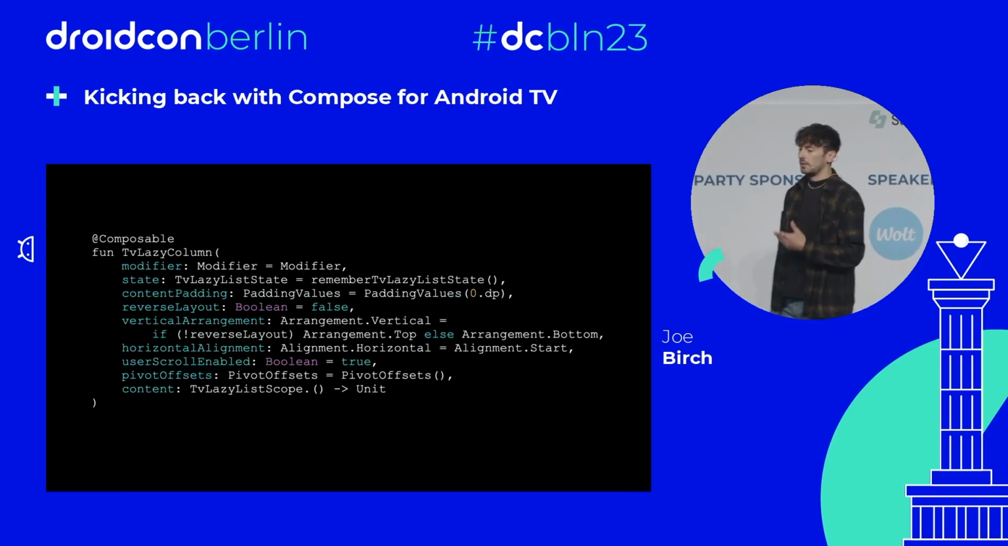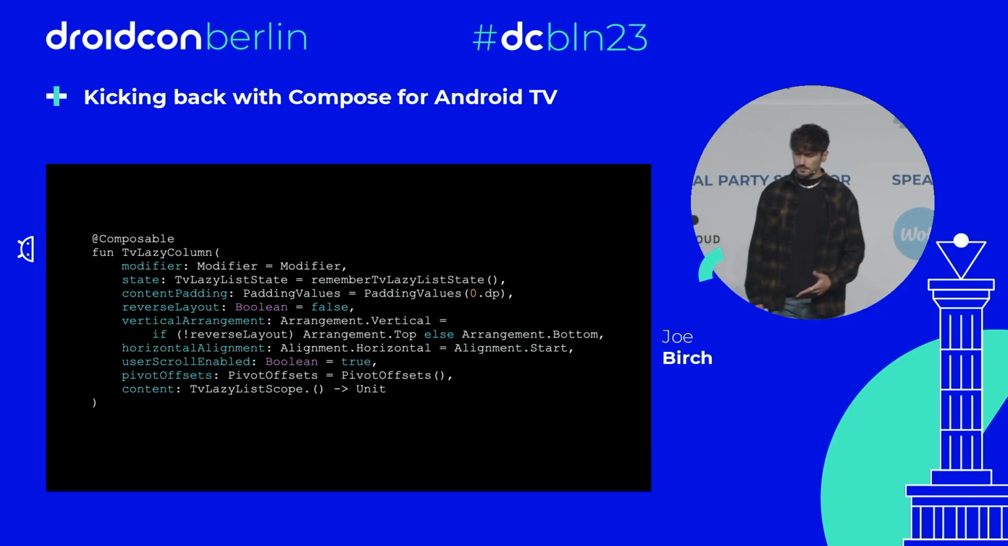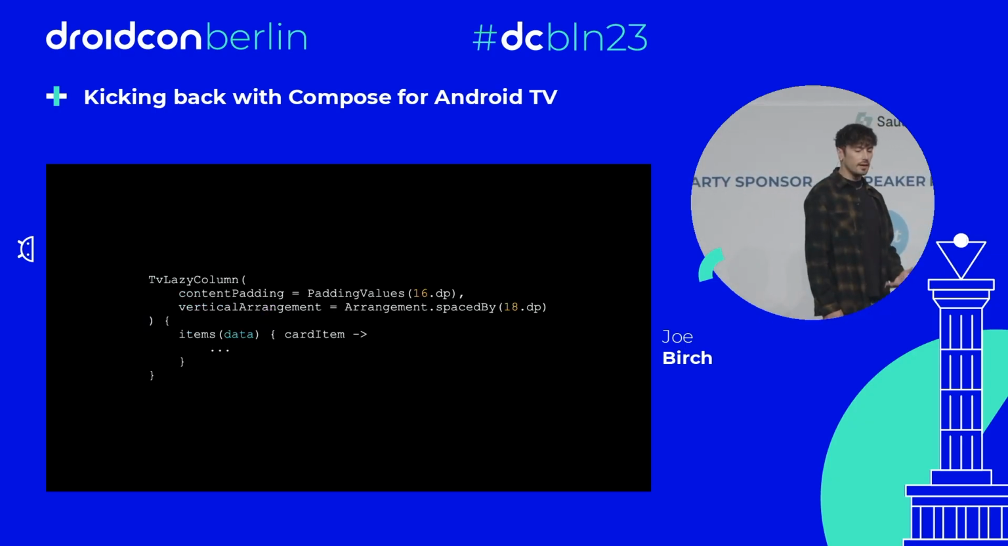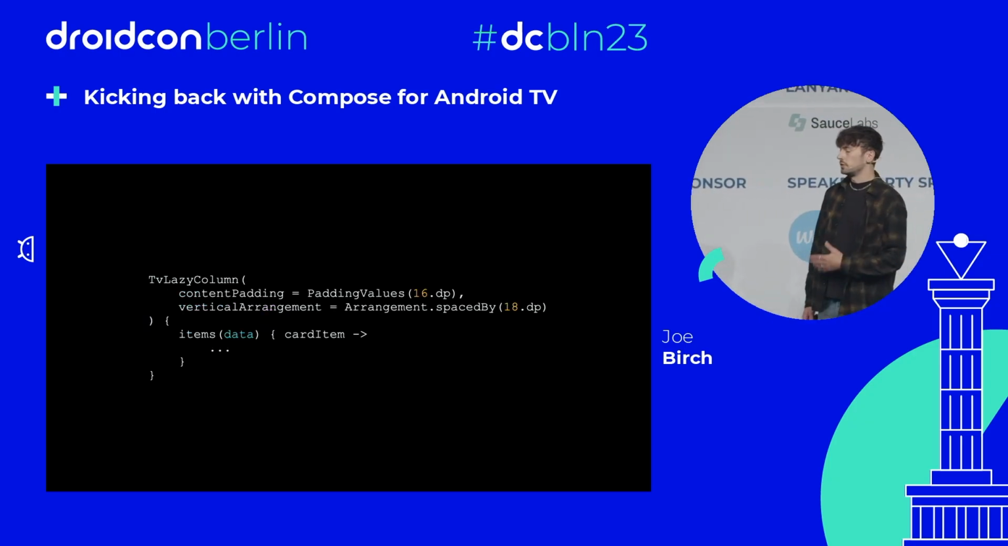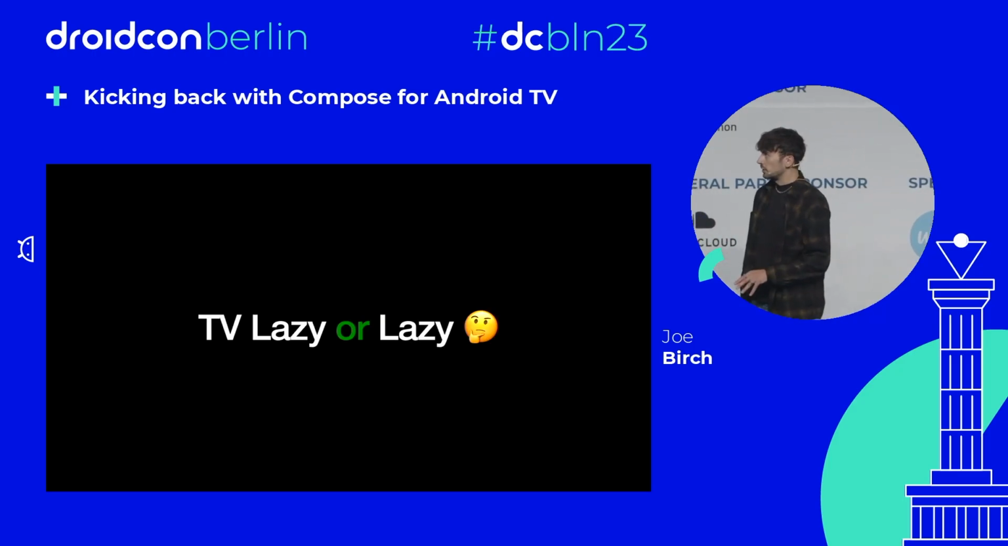And very similarly, we have the same kind of the same API for the TV lazy column. And we can compose it in the same way using the items function to compose children inside of it. So we've seen these very two simple composables so far.